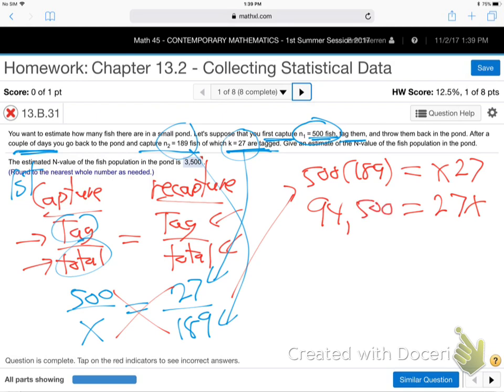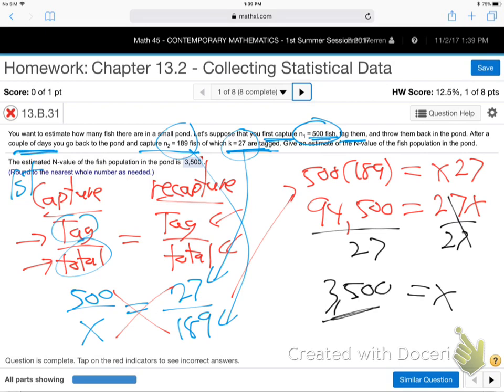How do we finish solving for x? We divide by the 27. Divide by the 27. In which case, can you help me out with the calculator yet again? What is it exactly? Okay, 3,500. And it's just an estimate. It's not perfect, just like polling is an estimate. About 3,500 fish in the lake.